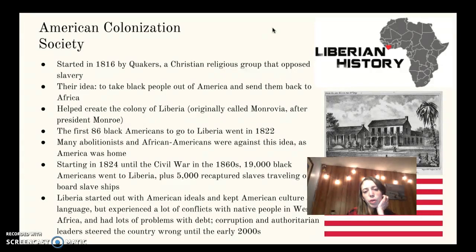You can see the Liberian flag there. It looks very similar to the United States flag. And there's a picture of the president's house, President Joseph Roberts. That was his house.